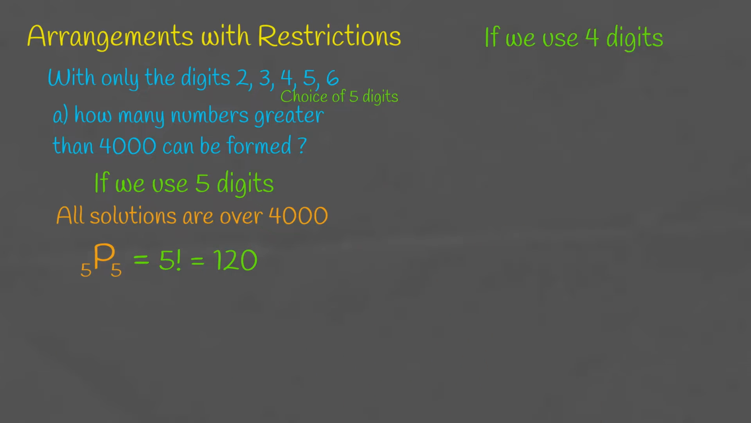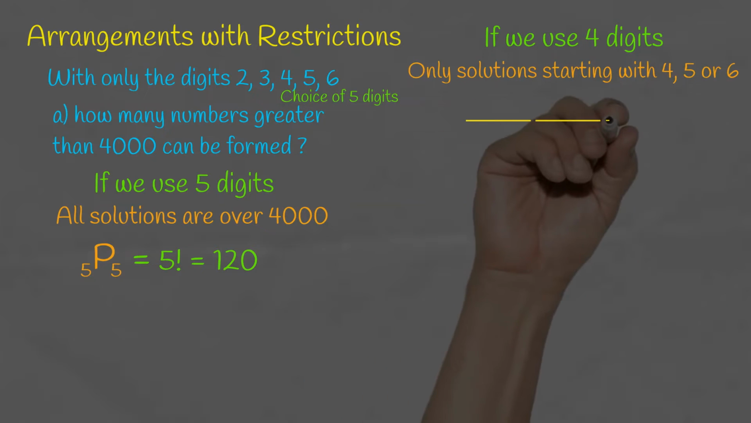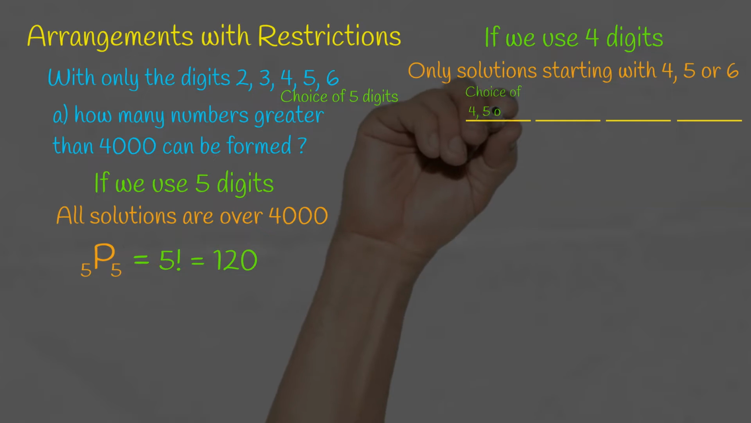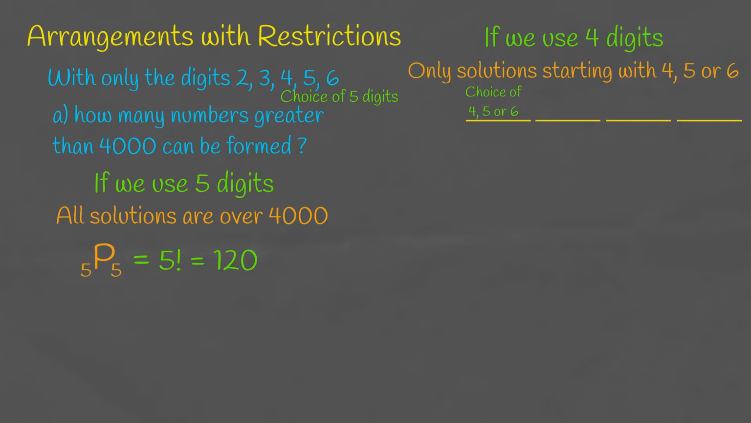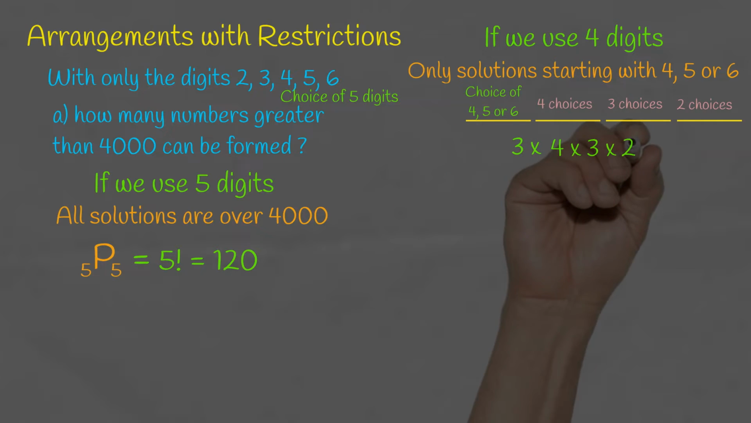But what if we only use 4 digits? Well, then only the solutions that start with 4, 5, or 6 are going to be greater than 4,000. So if we write it down like this, we have a choice of 4, 5, or 6 for the first place. But then for the second place, we'll have 4 choices. For the third place, 3 choices. And for the fourth place, 2 choices. So the answer is 3 times 4 times 3 times 2, which gives 72 different solutions.